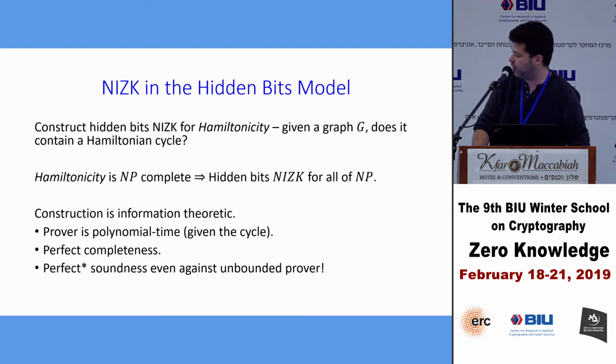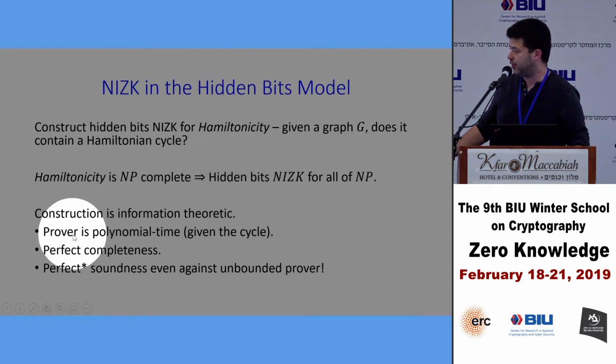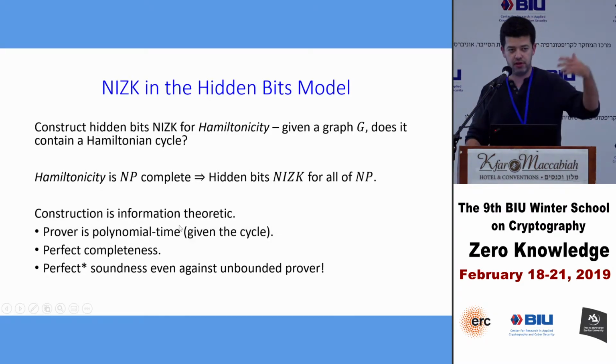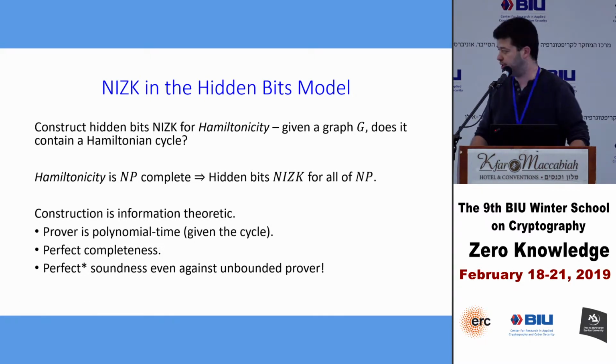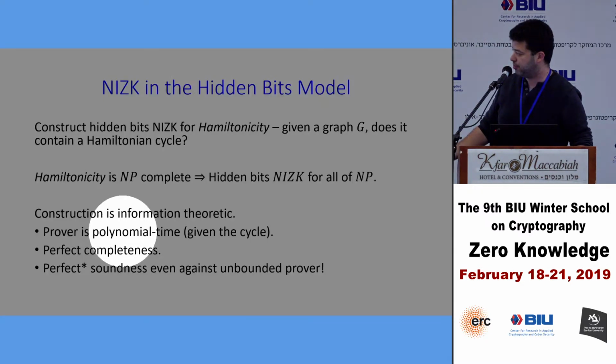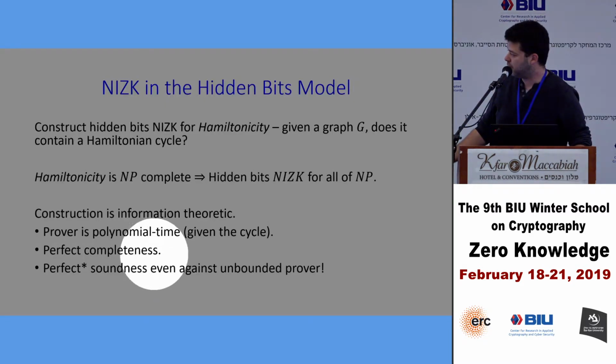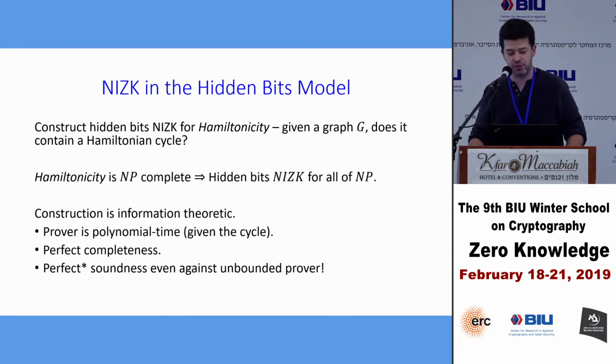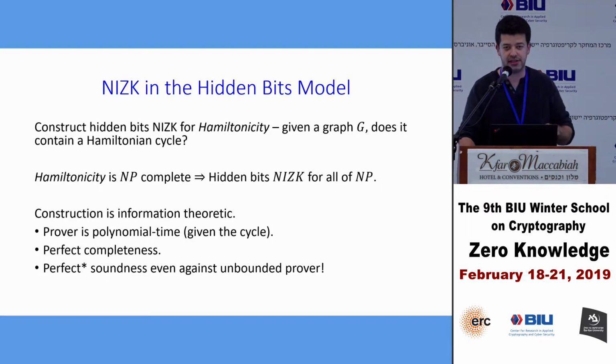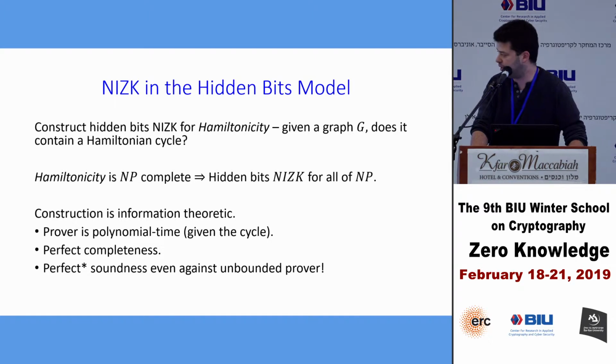Just a couple of things before telling you what the construction is, a couple of interesting facts about it. So it's information theoretic. There are no cryptographic assumptions. The prover strategy is going to be polynomial time. If you give it the graph and the cycle, it's going to run in polynomial time. We're going to get perfect completeness. So true statements are accepted with probability 1. Somehow, surprisingly, we're going to get perfect soundness, which means, and this is even against the computationally unbounded prover, that for any proof, forget about the prover, for any proof string, the verifier is simply going to reject it. Okay, which may sound somewhat surprising.